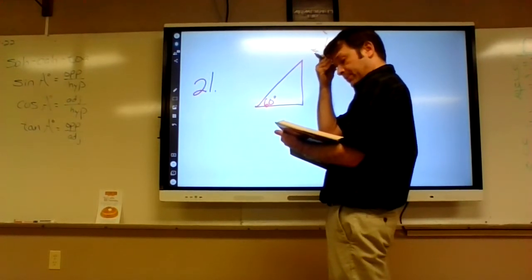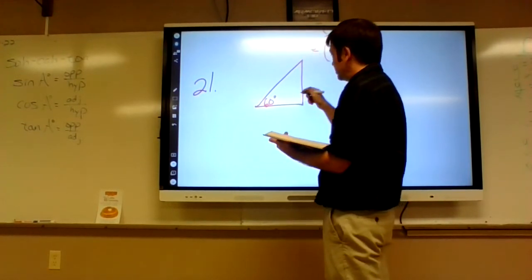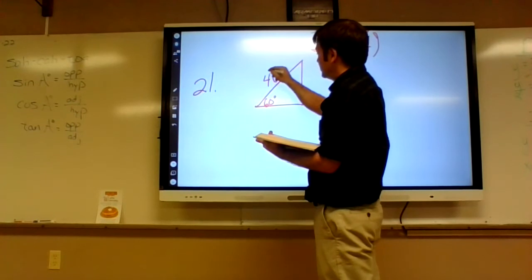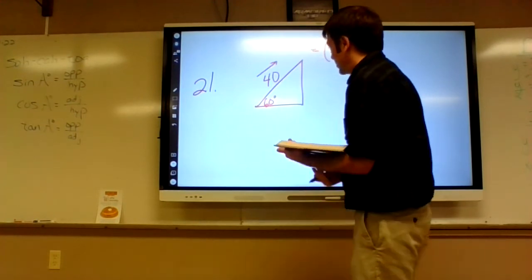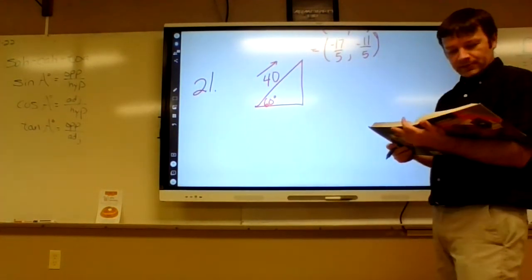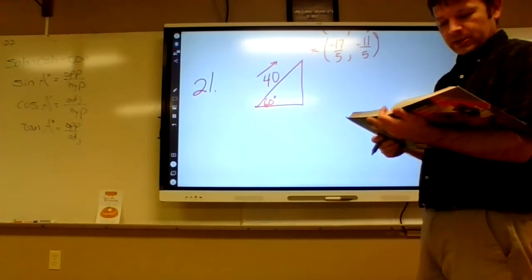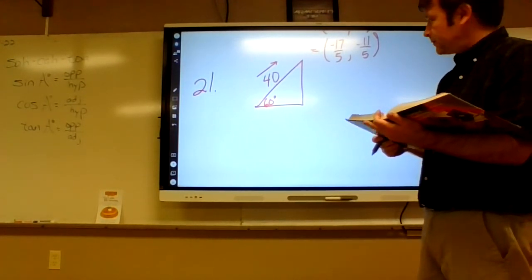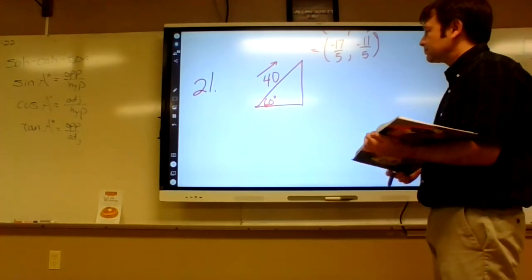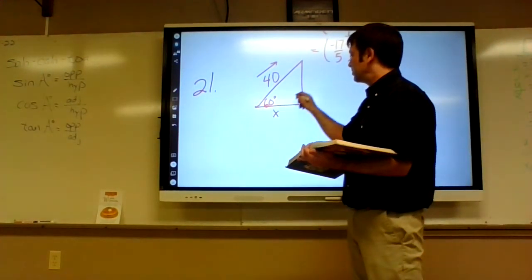If the pulling force is 40 pounds in the direction of the rope, so this is a physics problem, we'll just put that as 40 in the direction of the rope. Give the horizontal and vertical components of the force. Okay, horizontal, vertical.